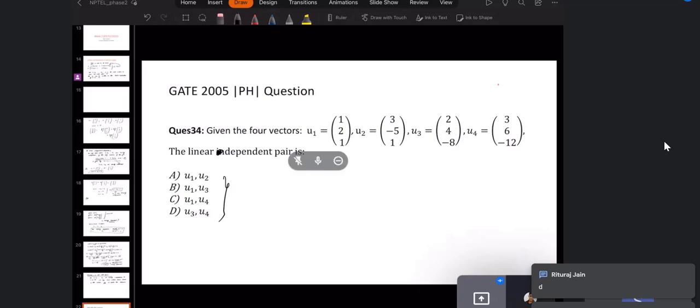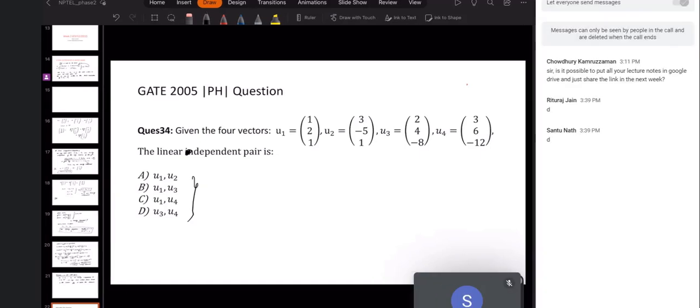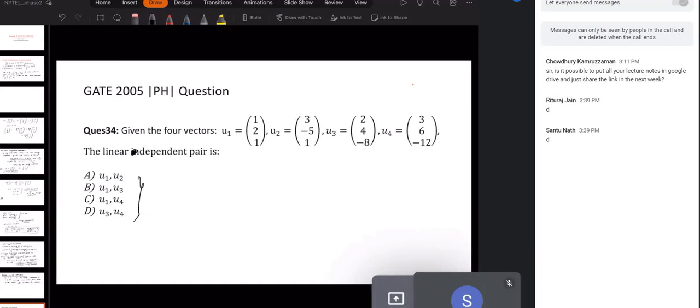Okay, so I'm getting, a couple of people have already answered. Good. Itraj and Santuna. Okay, so I think I can also solve. It's not a difficult task.